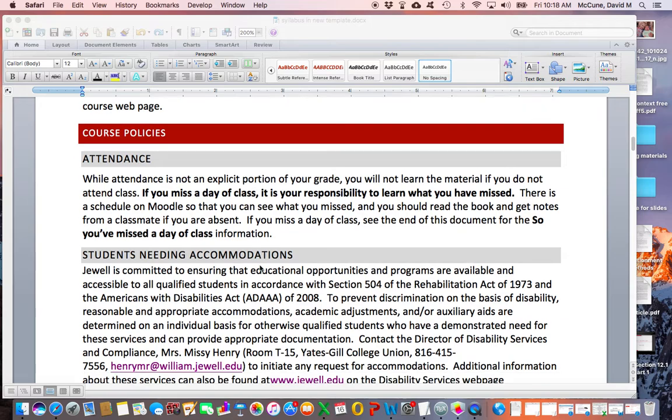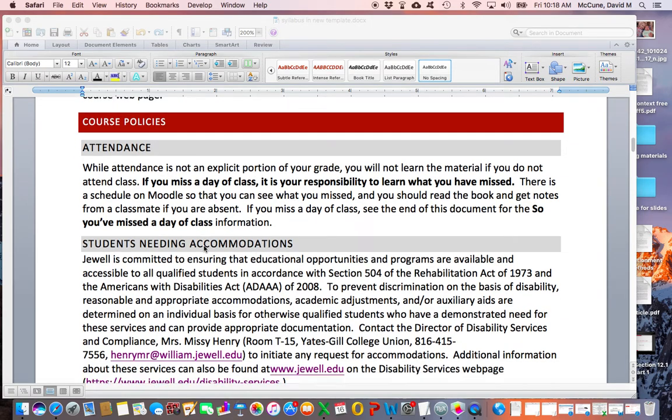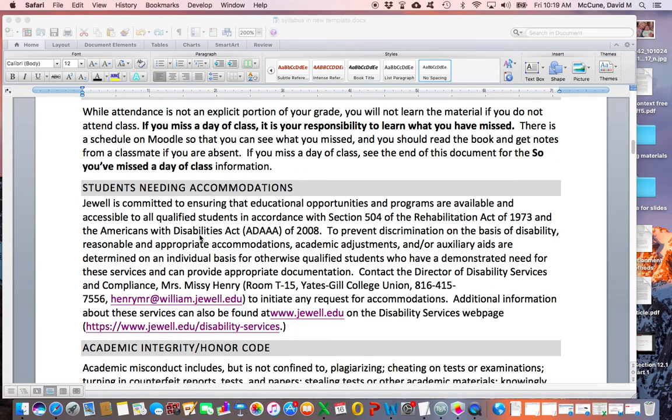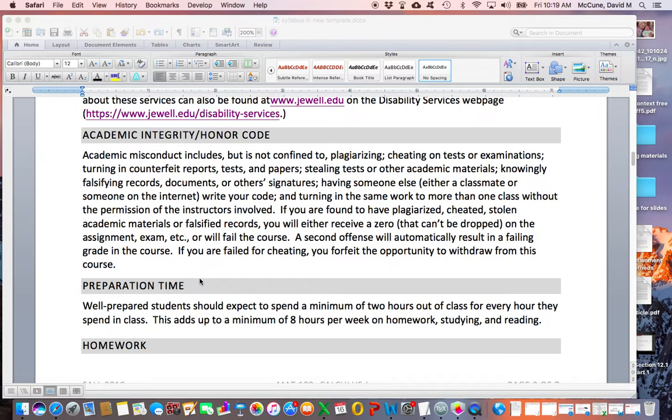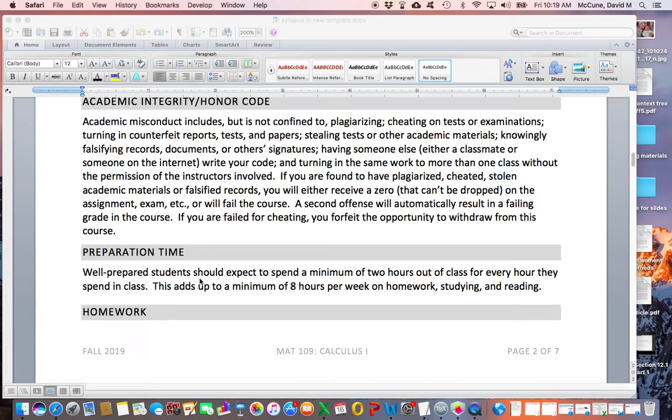Okay, so attendance, you should attend class. If you need accommodations, they will be provided to you. If you have some sort of learning disability or something that requires extra exam time, accommodations will be provided to you. Just let Missy Henry know. And there's her contact information. This section just says you shouldn't cheat. Hopefully all of you know what cheating is and that you should not do it. Okay, the consequences can be quite severe.